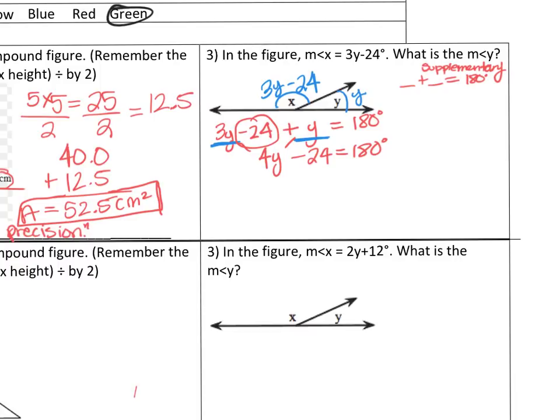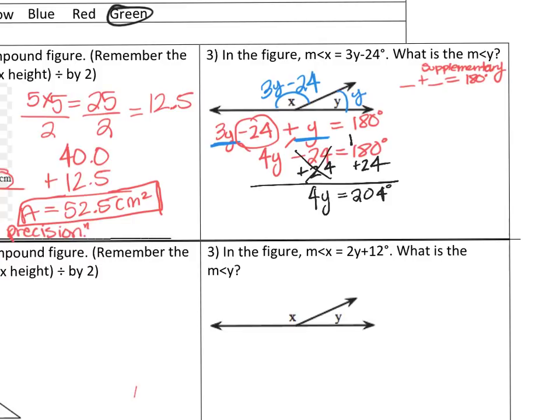Now the first step in solving a two-step equation is undoing addition or subtraction. Here I see the subtraction of 24, so I'm going to do the opposite or the inverse operation, which is adding by 24. And what I do on one side, I have to do to the other. When I add 180 to 24, I get 204 degrees equals, and on the left, I am left with 4y.